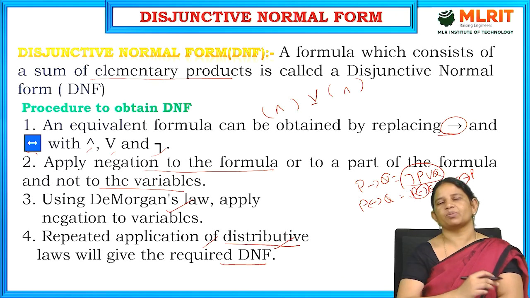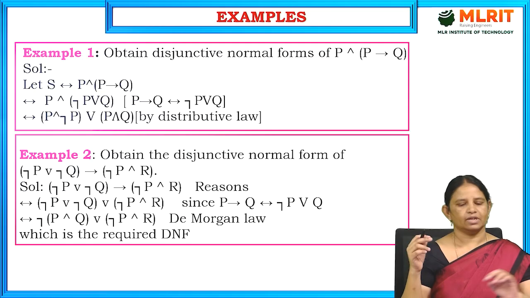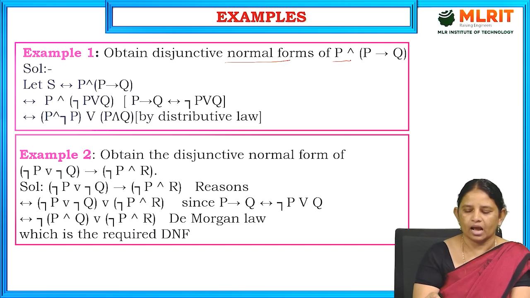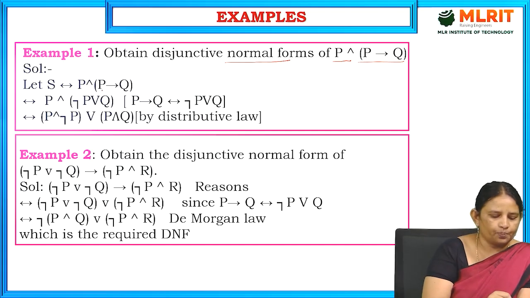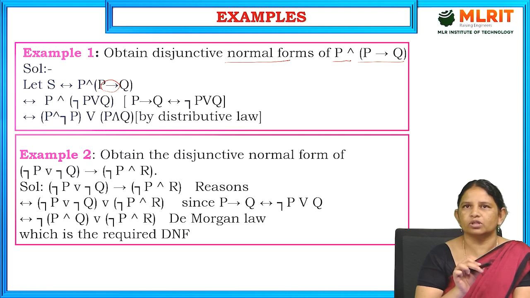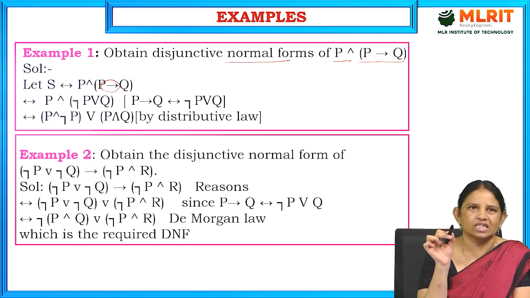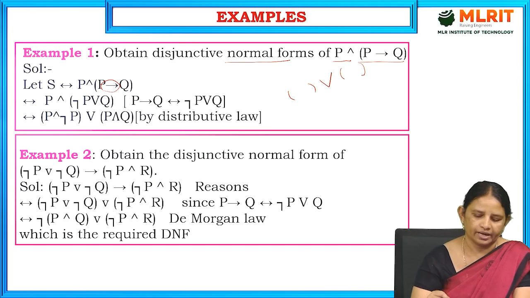Repeatedly we need to apply the distributive law to get the required format of disjunctive normal form. Now let us discuss some examples of how to convert the given proposition into disjunctive normal form. Consider the first example: obtain the disjunctive normal form for P and (P implies Q). Here we first give priority to P implies Q. We need to remove the implication by applying the corresponding formula for implication. What is the required format? The required format is a sum of elementary products. The sum should be present in between products.